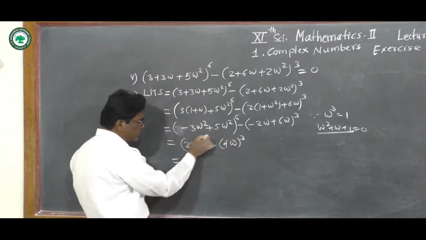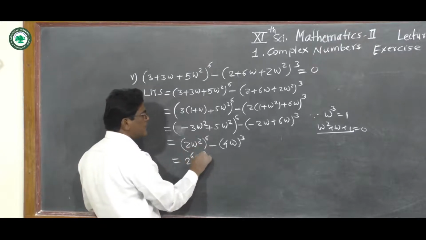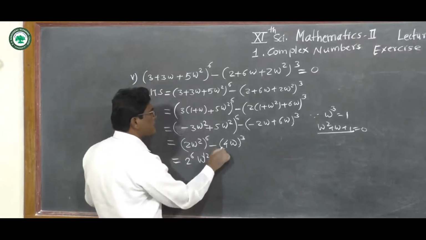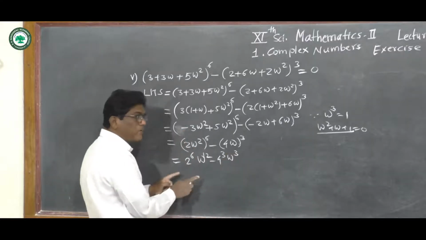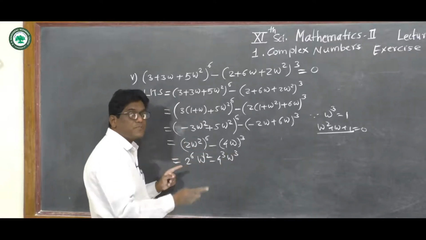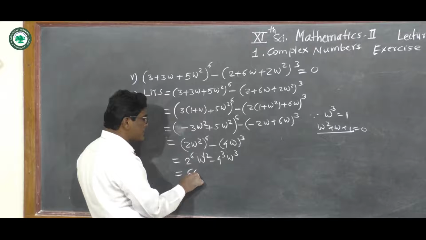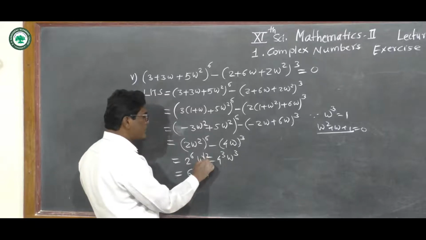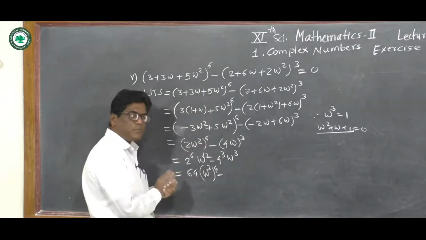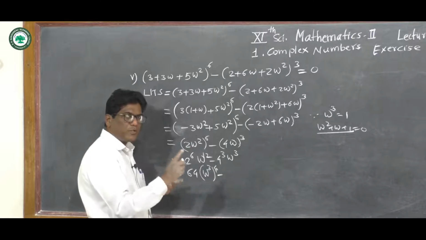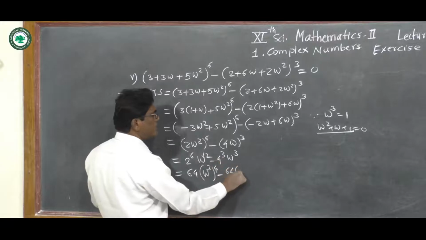Now here 2 to the power 6 and omega to the power 2 times 6 is 12. Minus 4 to the power 3 and omega to the power 3. Now 2 to the power 6, take the product of 2 six times, so we know it is 64. We have seen in the previous example. So here 64 and omega to the power 12, we write omega cube to the power 4, minus 4 to the power 3, that is 4 into 4 into 4, 4 4s are 16, 16 4s are 64. So here 64. Now here omega cube is 1.